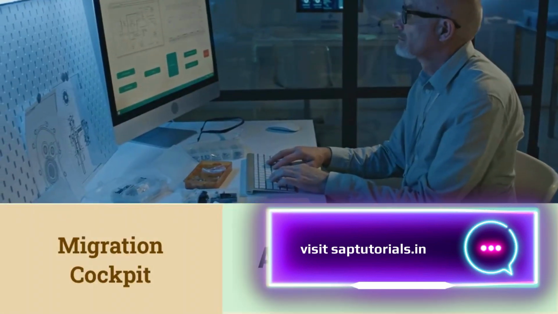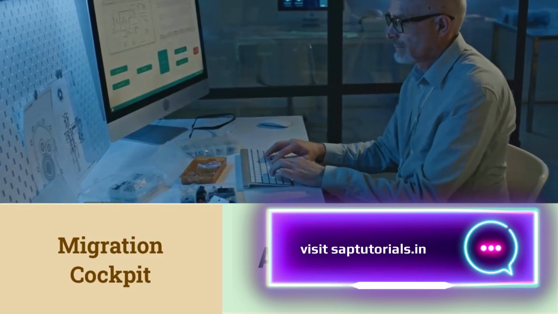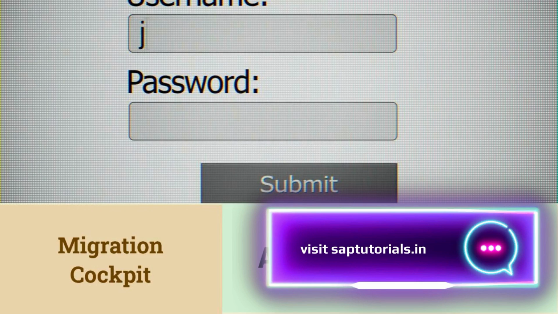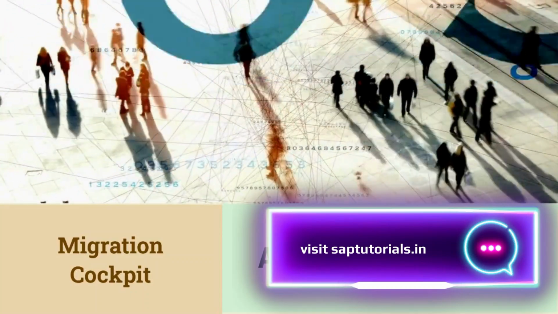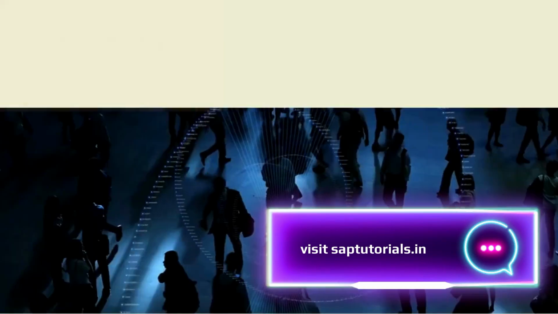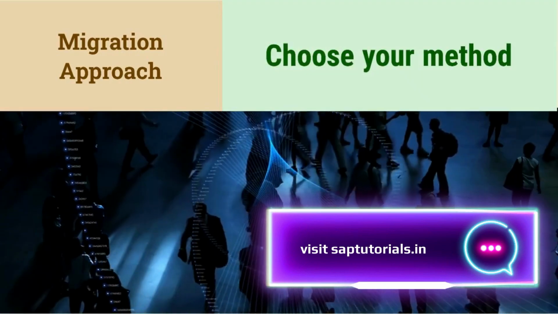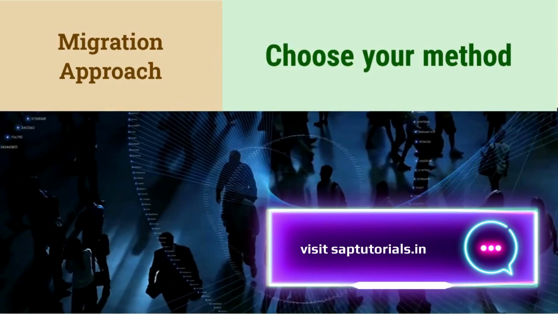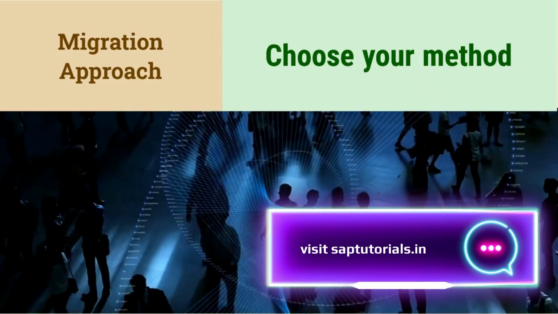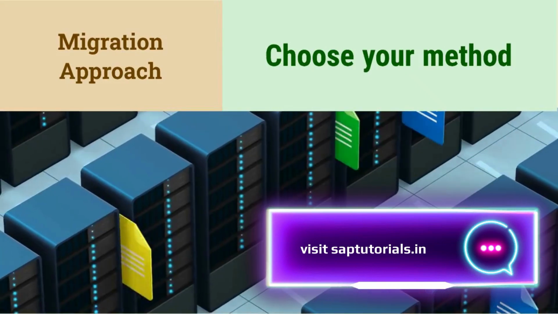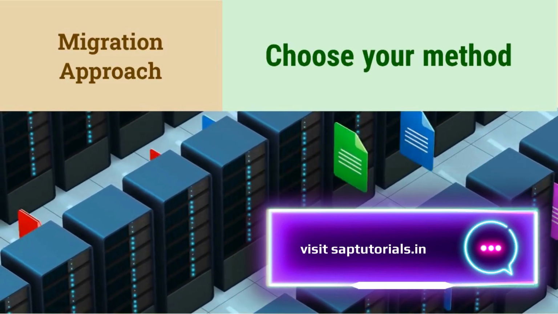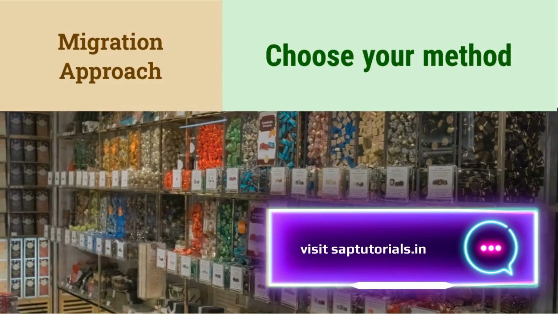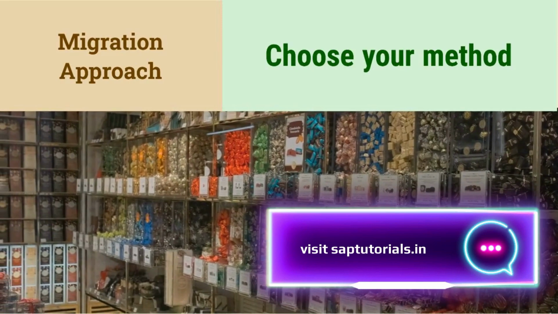First, access the Migration Cockpit through your SAP Fiori Launchpad. Ensure you have the necessary authorizations. This is your central hub for all migration activities. Choose your migration approach. Migrate data directly from SAP system or migrate data using files. The direct transfer is often faster, while file-based migration offers more flexibility. Select the option that best suits your needs.